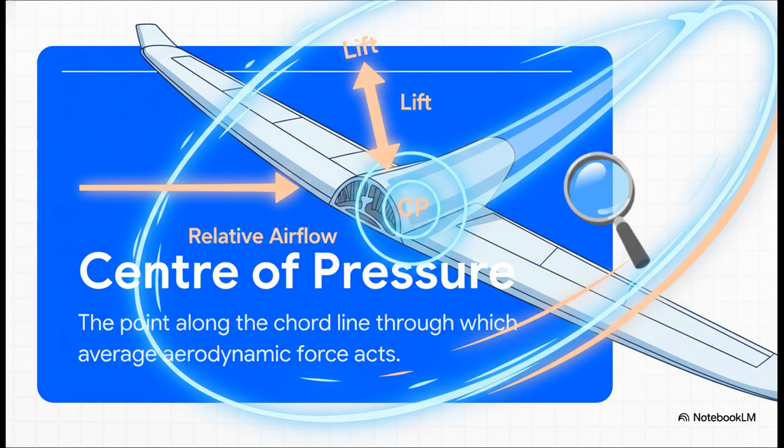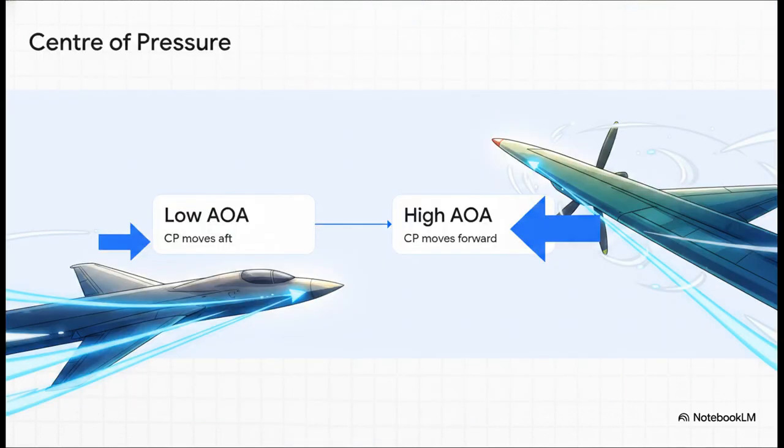Now, sitting in the cockpit, you're not just along for the ride. You are controlling the aircraft. And you do that mostly by altering your angle of attack. When you change your angle of attack, you actually shift something called the center of pressure, or the CP. Think of the CP as the single theoretical point right on the chord line where all of that lifting force is concentrated.